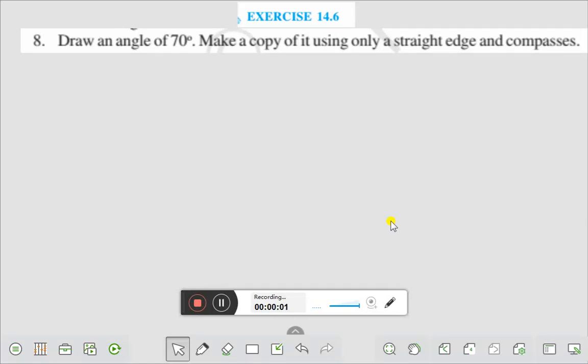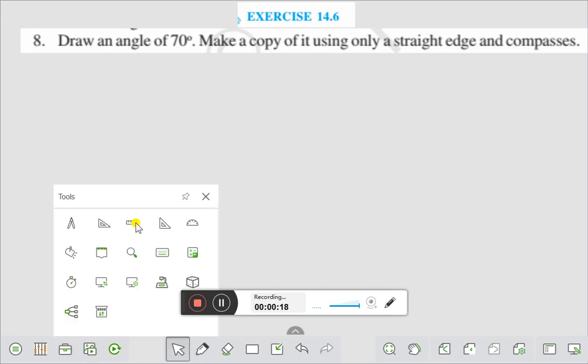Hello everyone. Today we shall discuss exercise 14.6 question number 8. Draw an angle of 70 degree. Make a copy of it using only straight edge and compasses. First of all, we draw an angle of 70 degree.